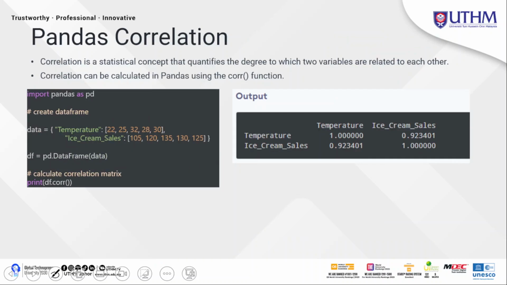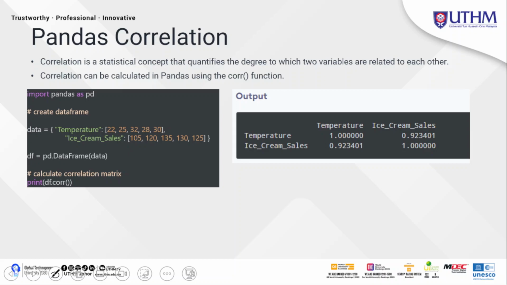Okay, Pandas correlation. Correlation is the statistical concept that quantifies the degree to which two variables are correlated. Okay, so how the temperature and the ice cream sales is correlated here. So if the temperature is higher, the ice cream sales is lesser. So if the temperature is less, the ice cream sales is high, something like this.